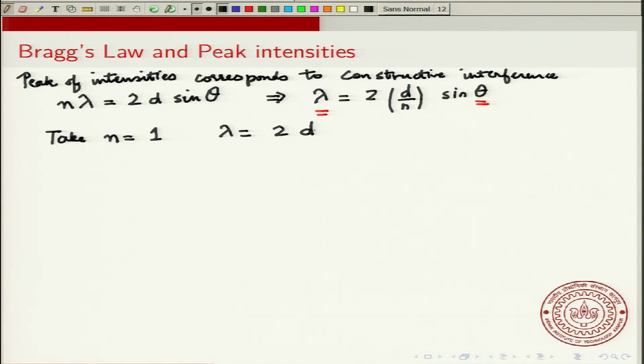equal to 2d sin θ. Okay. So we can use this to analyze the patterns. So what we will get is we will obtain, so we know λ and we measure θ, the θ where the intensity is maximum, and from that you will get values of d. Okay. So we obtain d for each peak.